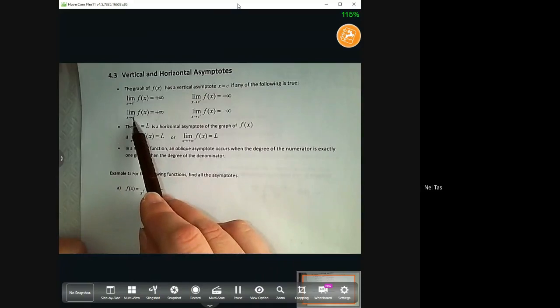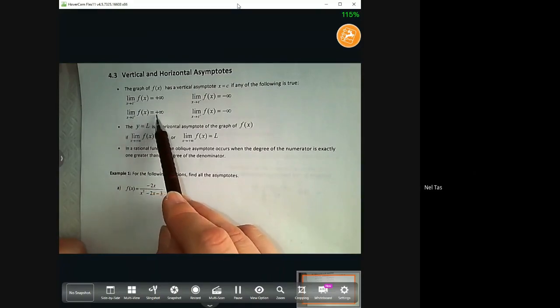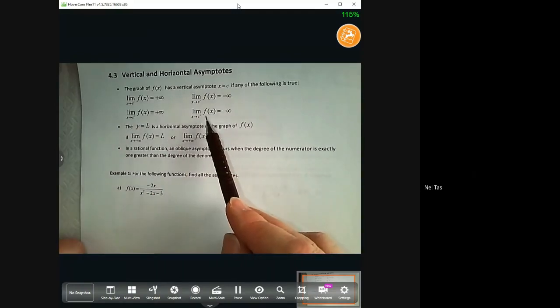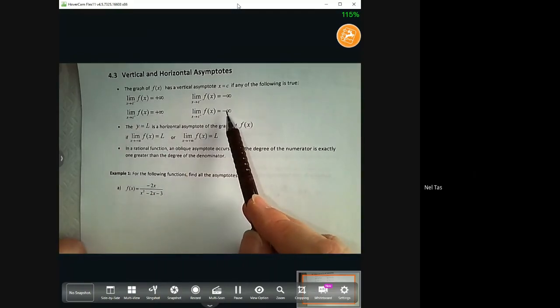So similarly, the limit of f of x as x approaches c from the right is positive infinity, or c from the right is negative infinity. Then we have a vertical asymptote at x equals c.